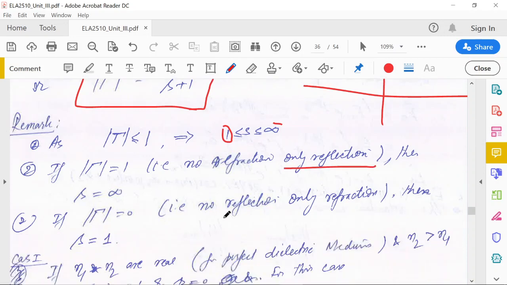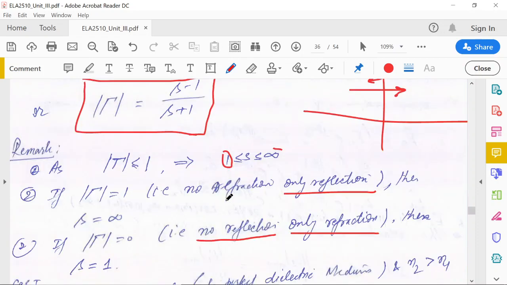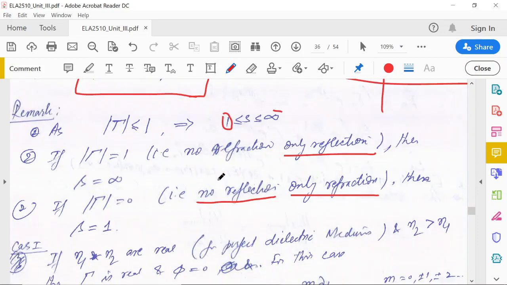If gamma equals 0, there is no reflection, only transmission, that is, the wave moves into the other medium, then S equals 1. So this is how you can find this.